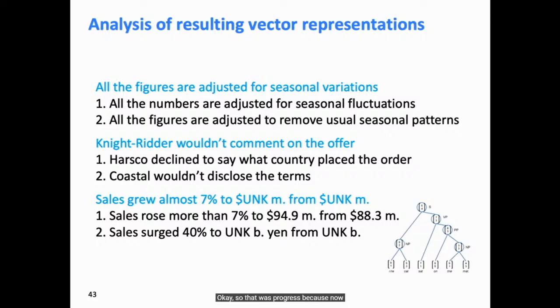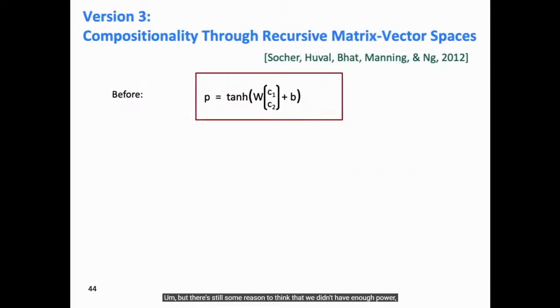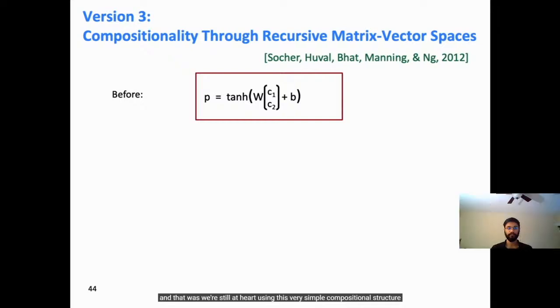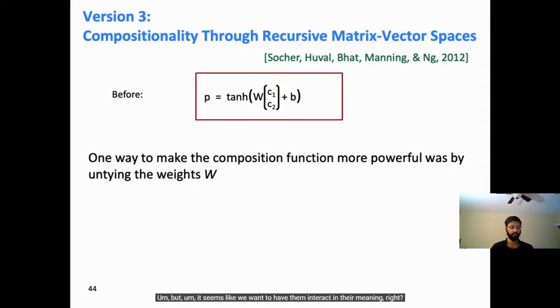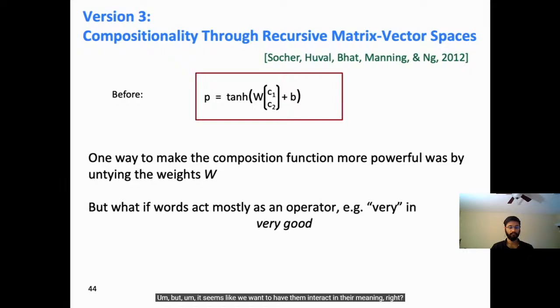Okay, so that was progress, because now we could have different matrices for different constituent types. But there's still some reason to think that we didn't have enough power. And that was, we were still at heart using this very simple compositional structure where we were just concatenating the two children's vectors and multiplying it by a matrix. So that means the two words didn't interact with each other in terms of their meaning. But it seems like we want to have them interact in their meaning, right?